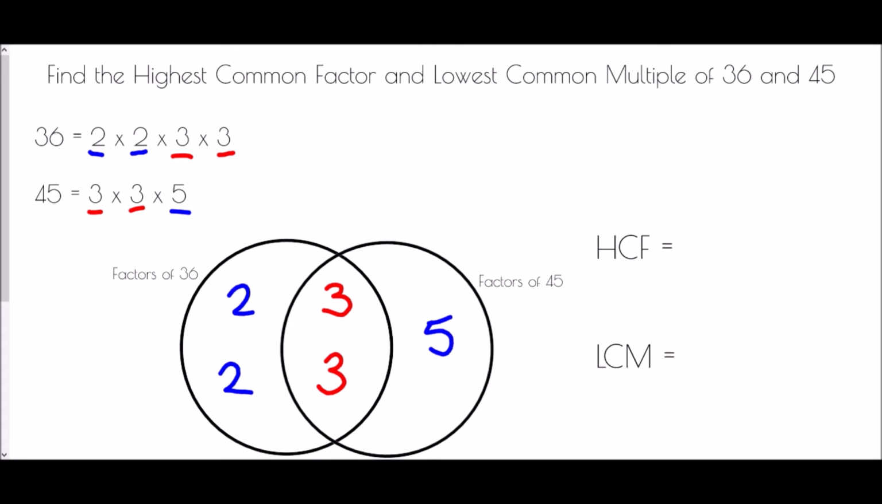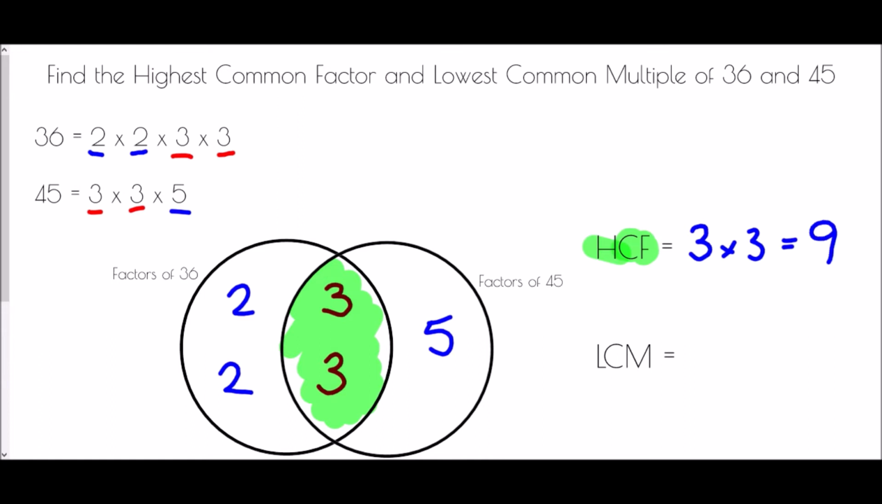Now, this at the moment doesn't look that helpful, but what we're going to look at is how we can use this Venn diagram to find the two values, the HCF and the LCM. So the HCF needs to be the highest common factor. Well, the common factors are the ones which are in the center, and so this central piece of our diagram is what we need. The highest common factor is going to come from the numbers that are in the center multiplied together. So 3 times 3, our highest common factor is 9.